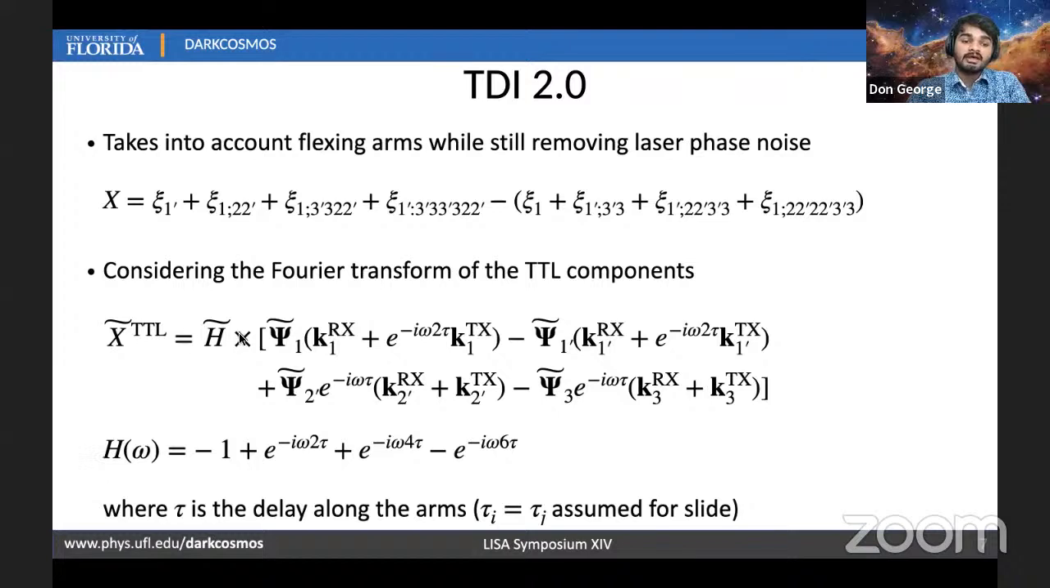And H is the transfer function that we have for TDI 2.0. For this slide, we just assume that the delays are equal, just to make the equations a bit more compact.